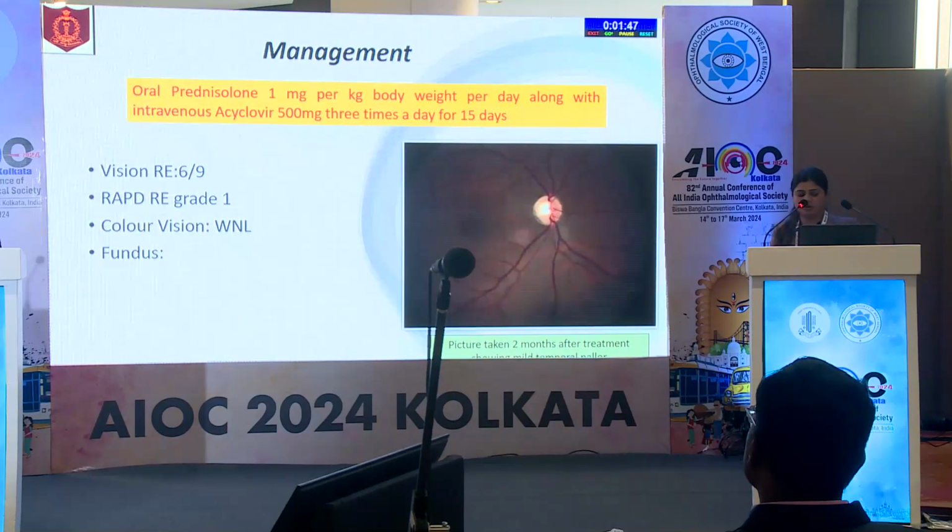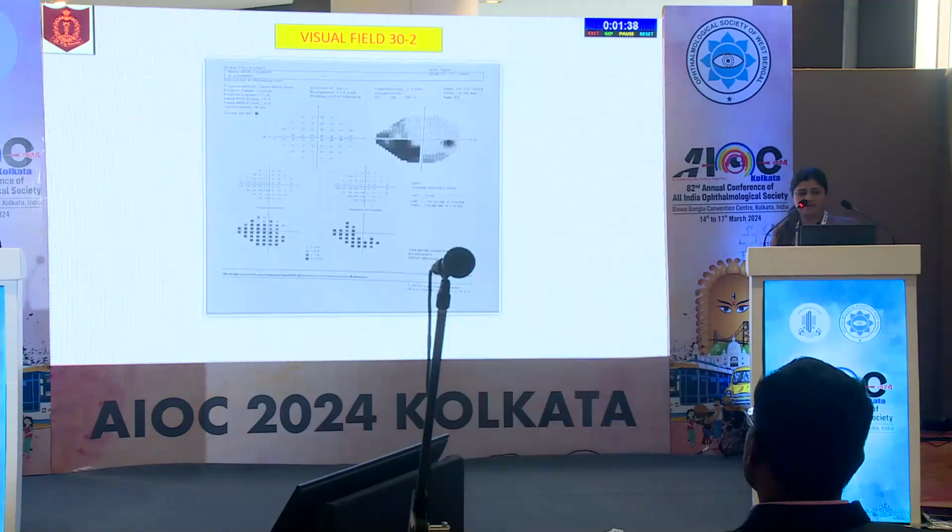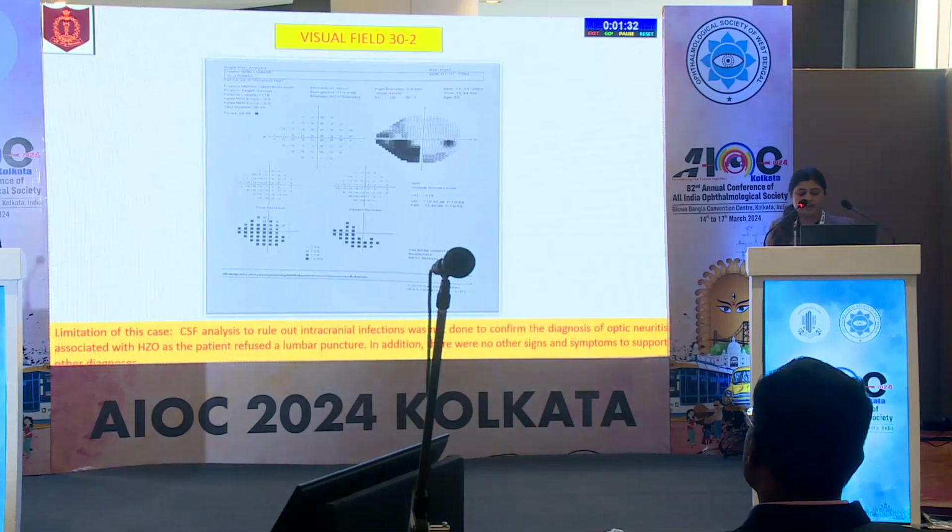Color vision returned to normal. The fundus evaluation, taken after 2 months of the treatment, showed mild temporal pallor in the right eye. On visual field evaluation, there was a persistent inferotemporal defect in the right eye. The limitation of this case was that CSF analysis could not be done to rule out the infection, as the patient was not very willing. Apart from that, there were no other signs and symptoms to support any other diagnosis.